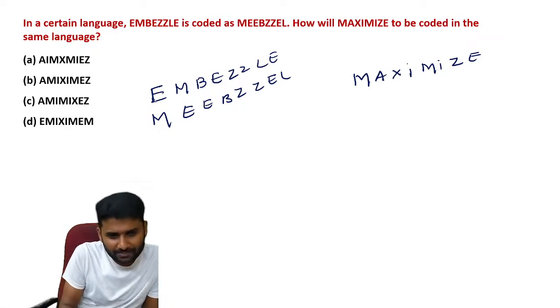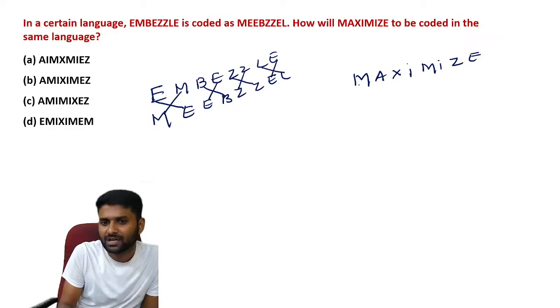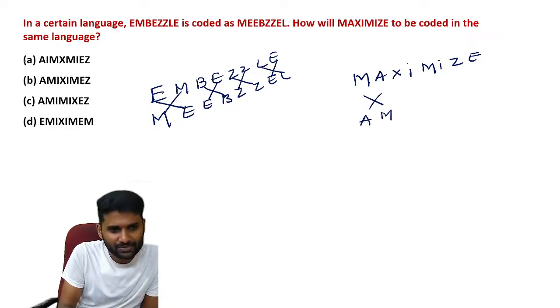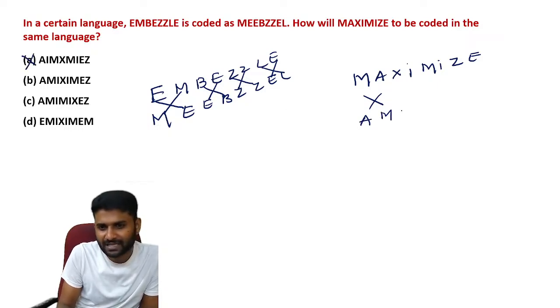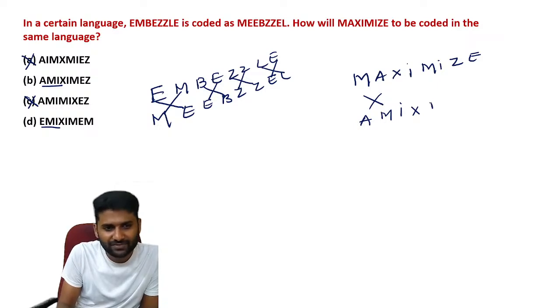Guys, if you observe, every pair of letters interchange their positions. Interchange, interchange, interchange. If you interchange, it starts with A, and the second letter is M. So option A is eliminated. Next one, IX. Option C is eliminated. IX. Next one, IM. And the last letter must be Z for maximize. So eliminate D. B is the suitable answer.